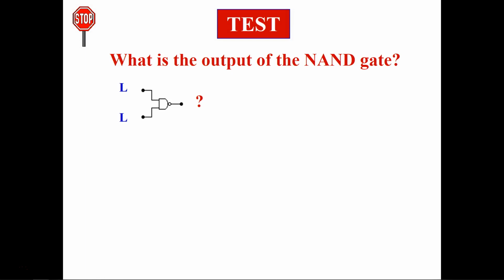Now let's do a quick test. What is the output of the NAND gate when they both are low? An easy way to do the calculation is like in the AND gate: we multiply 0 and 0, which makes 0, but then we have a complement here, so the output 0 is going to turn into 1, which means high. So we have high here, and then we have low and high here.